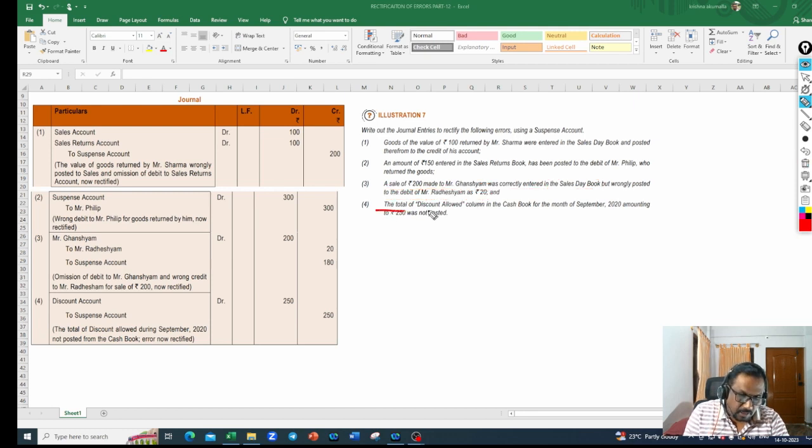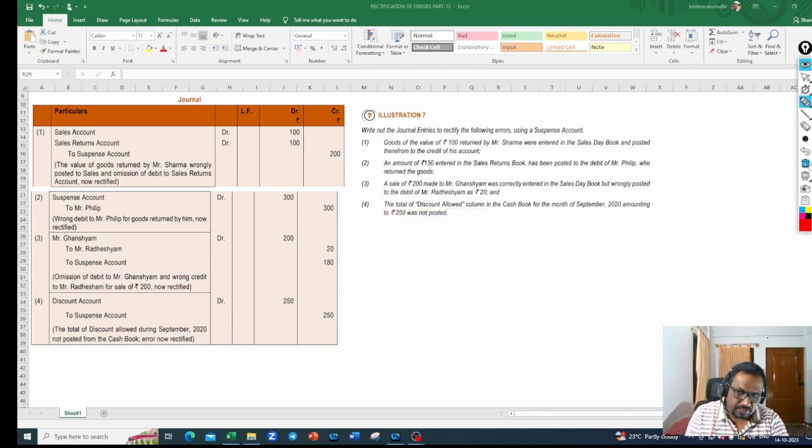Next, the total of discount allowed column in cash book for the month of September 2020 amounting to 250 was not posted. So the total is correctly entered in cash book; the cash book discount column is correct. But from the discount column, where does this amount go? This amount goes to discount account. While posting that to discount account, they have not posted. So that is something which we need to rectify.